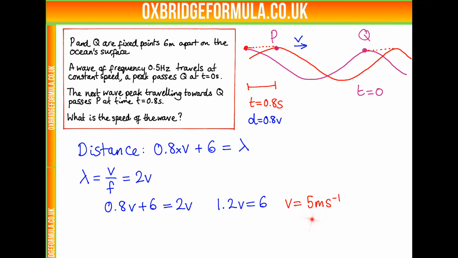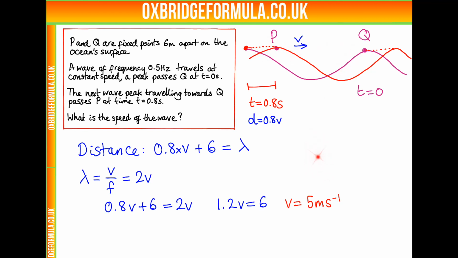So this question was kind of hard in how we use the information given, because it didn't directly give us the wavelength. But we knew that the distance it travelled, the 0.8v, so time times the velocity, is that little distance here, plus the 6 meters, gave us our wavelength.